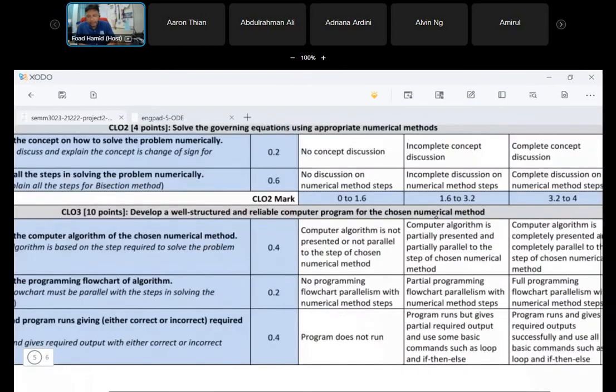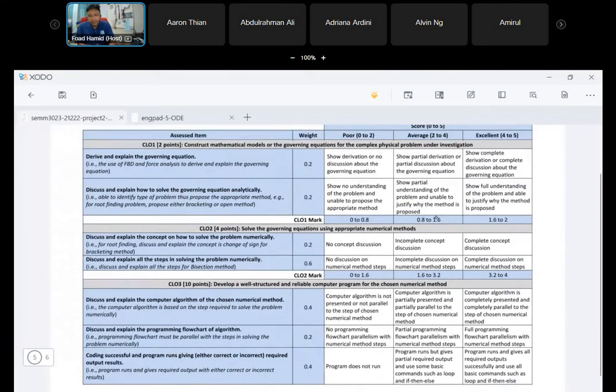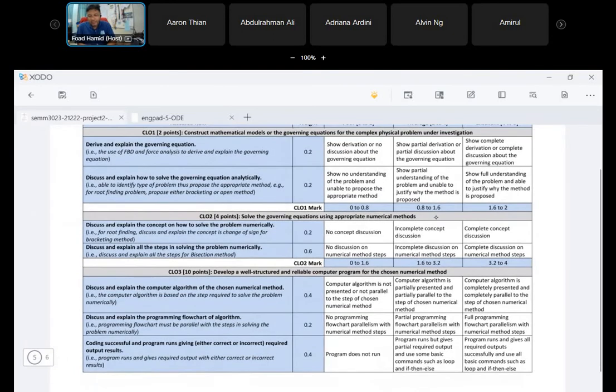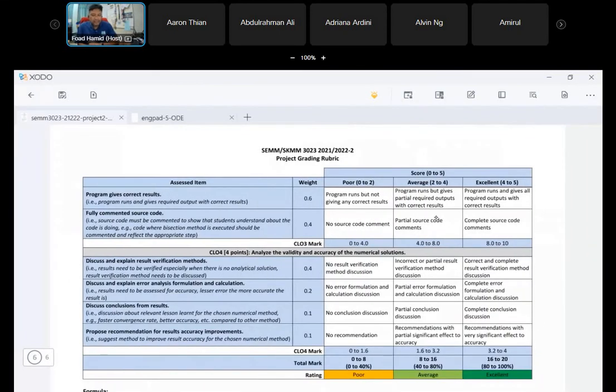Okay, for example, this one. Programs run and give all required output successfully and use all basic commands, such as loop, if, then, else, and so on. So all these are given points to you. You might get 4, you might get 5, you might get 3.2 or so on. So these are the rubric.